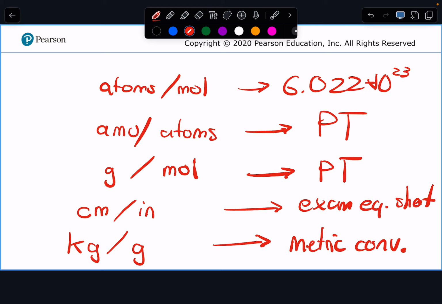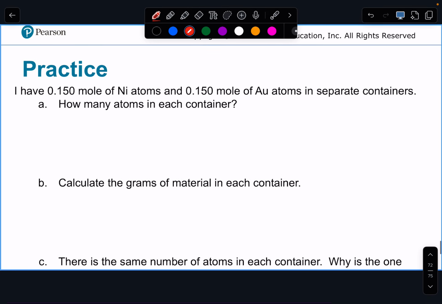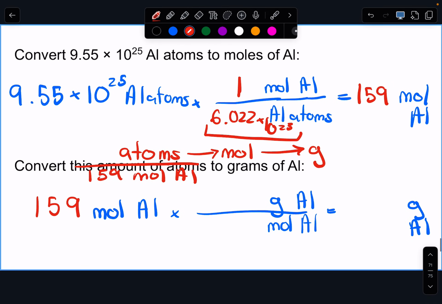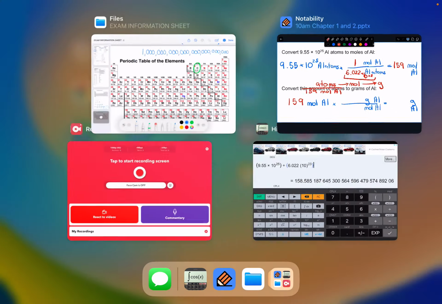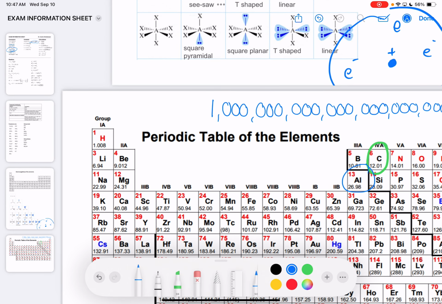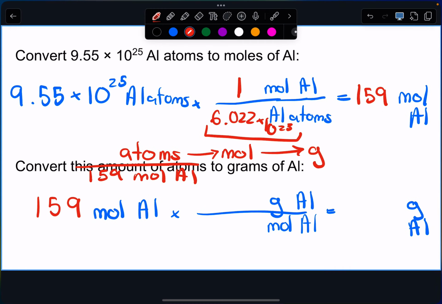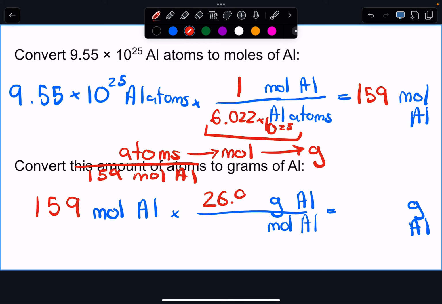So you're trying to trigger your brain to get used to, when I see these units together, where do I go to get that number? So in this example, I'll go back to that in a second, sorry. So in this example, I see moles and grams, so I'm going to go to the periodic table for aluminum. 26.98, and that could be AMU per 1 aluminum atom, but in this case, we want it grams per 1 mole of aluminum. So 26.98 grams per 1 mole.